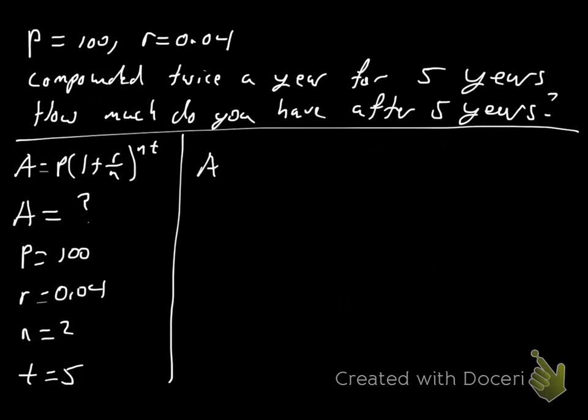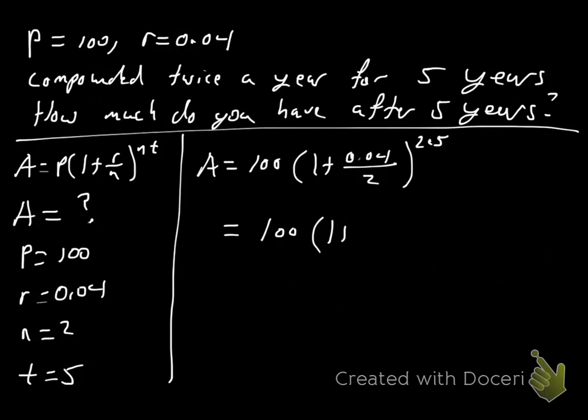Since the formula's already solved for A, I really just got to plug in and work things out. So this is going to be A equals 100 times 1 plus 0.04 over 2, to 2 times 5. And all we're doing here is we're just plugging in for each one of the variables. Okay. And follow order of operations, we'll go ahead and work the parentheses. So this would be 100 times 1 plus 0.02 to the 10. So we got the 0.02 by dividing by 2. Alright, so this will be 100 times 1.02 to the 10.